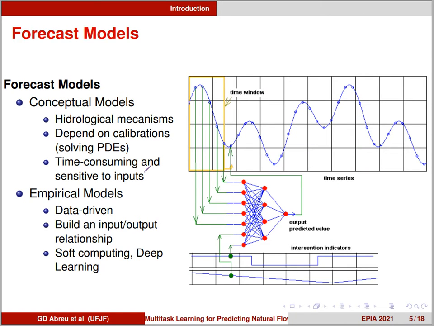On the other hand, there are the empirical models. They are a data-driven approach that builds a relationship between the input and the output. Some examples are soft computing techniques, machine learning, and also deep learning. Here we have an example of a neural network used to predict the next value based on some historical data.